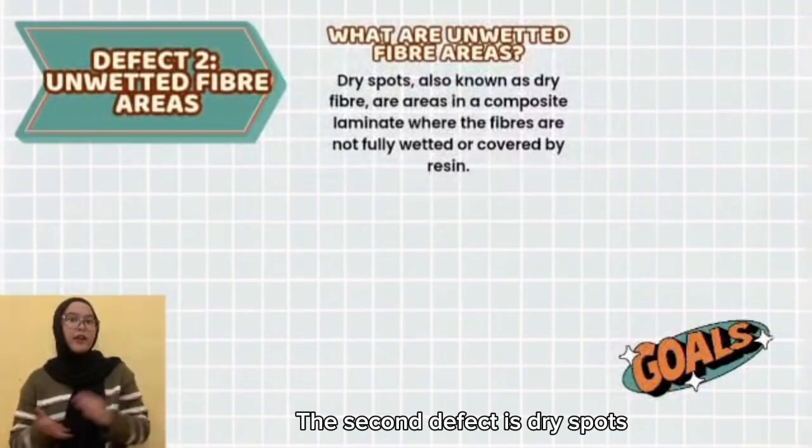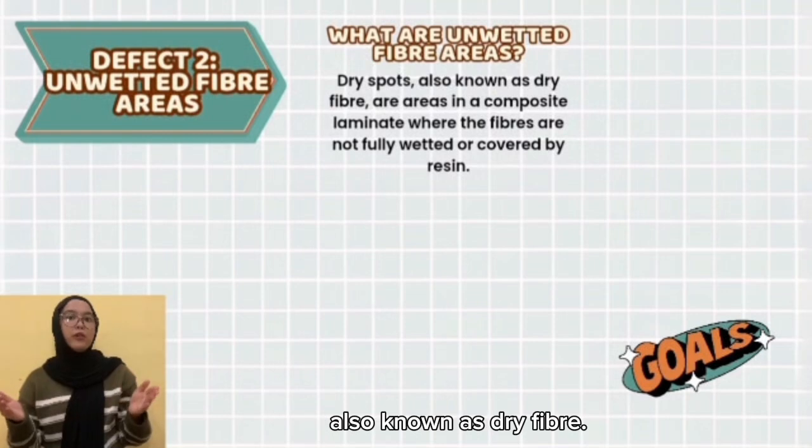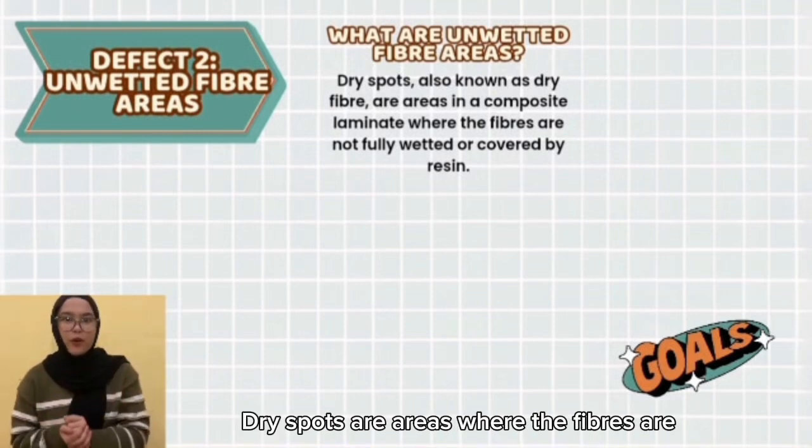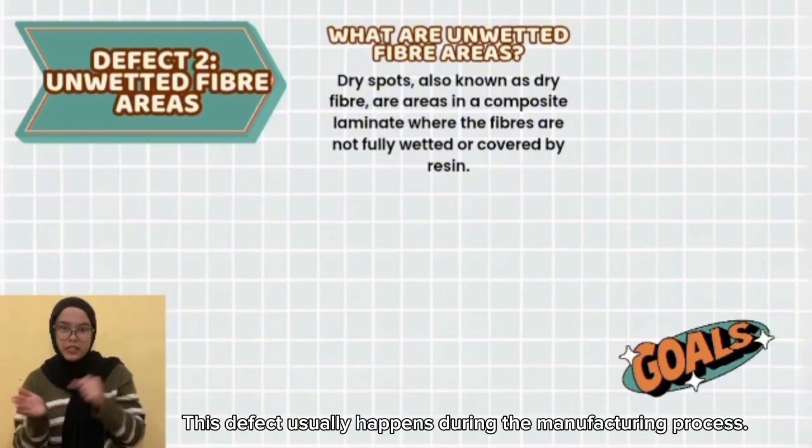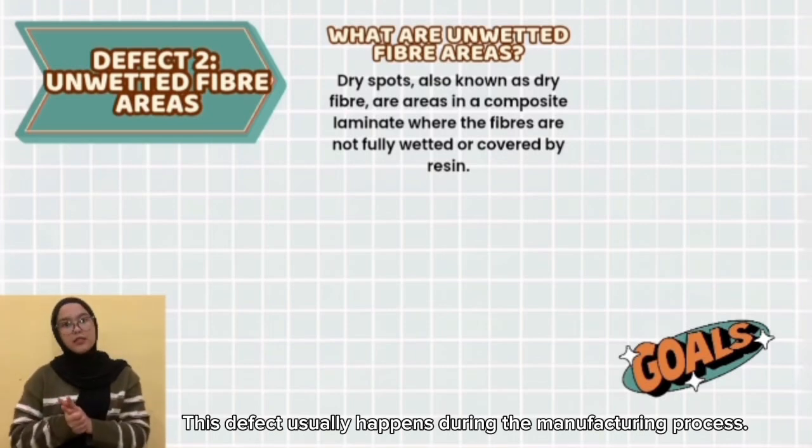The second defect is dry spots, also known as dry fiber. Dry spots are areas where the fibers are not fully wetted or covered by resin. This defect usually happens during the manufacturing process.